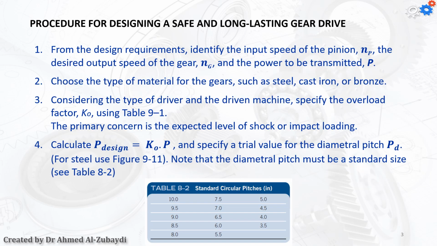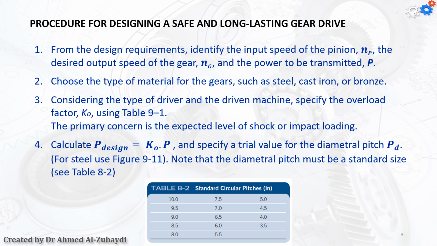So the procedure for designing a safe and long-lasting gear drive has been presented to you as pointed steps. We start first from the design requirement. We need to identify the input speed of the pinion, or the number of RPM we have for the pinion, and the desired output speed for the gear. Also, we need to know what will be the power to be transmitted.